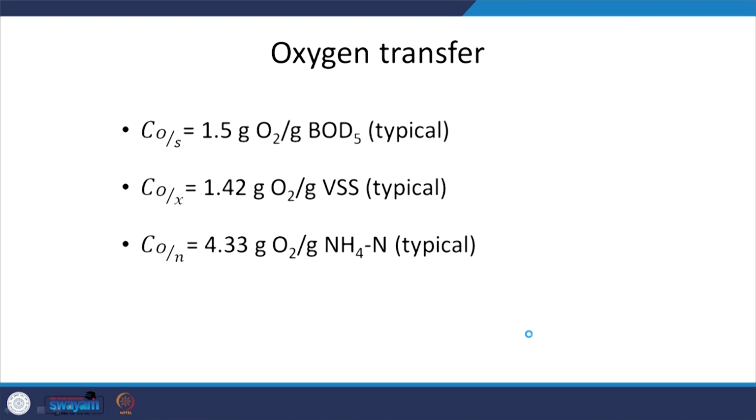So, these are the typical conversion factors. With respect to nitrogen, you can see that 4.33 grams of oxygen is required per gram of NH4 expressed in terms of N units. Well, as you can see, a lot of oxygen is required. Again, you can look at the stoichiometry: you want to go from a considerably reduced state to a considerably oxidized state. So, obviously, you need a lot of oxygen per mole of nitrogen. Here the units are in mass, but you can see that, right. So, that is one aspect to understand.